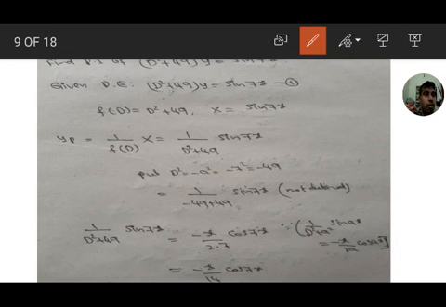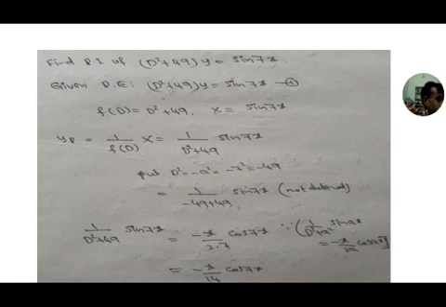Okay, write down the problem. We'll move to the next problem. Here we are getting 0, so we need to use the formula 1 by D square plus a square sin ax.